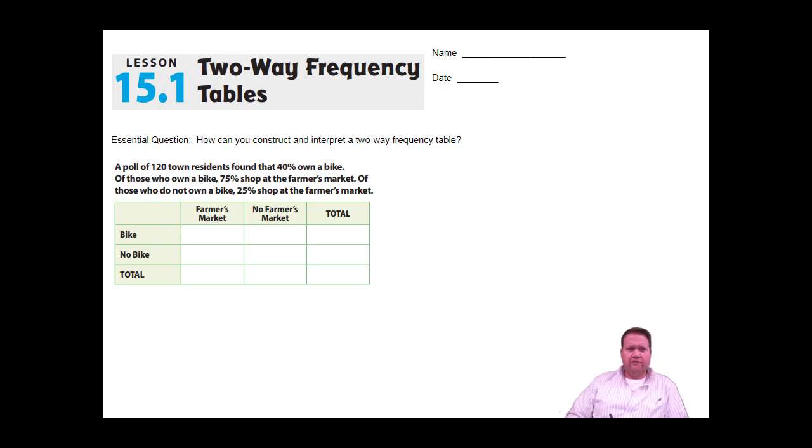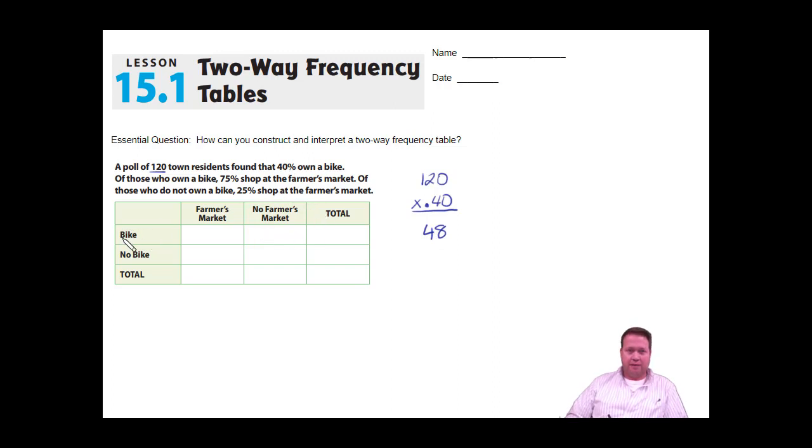So a poll of 120 residents finds that 40% of them own a bike. So you might want to open up your calculator. We're going to do a little bit of work here. And the first thing we want to do is find out how many people actually own a bike. And the way you find that out is we take the number of people, which is 120. And it says 40% of them own a bike. So we're going to multiply that by the decimal form of 40%. You'll use your calculator and find that that leaves us with 48 people actually own a bike.